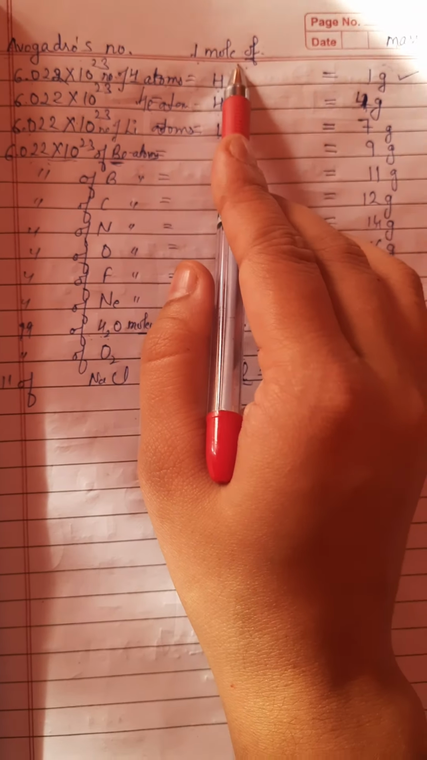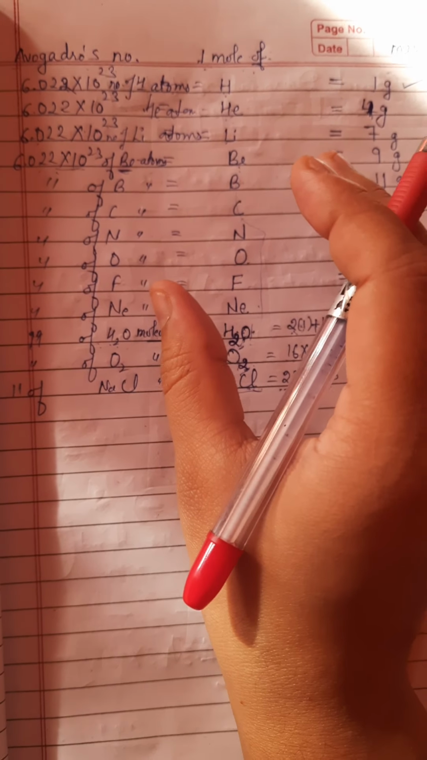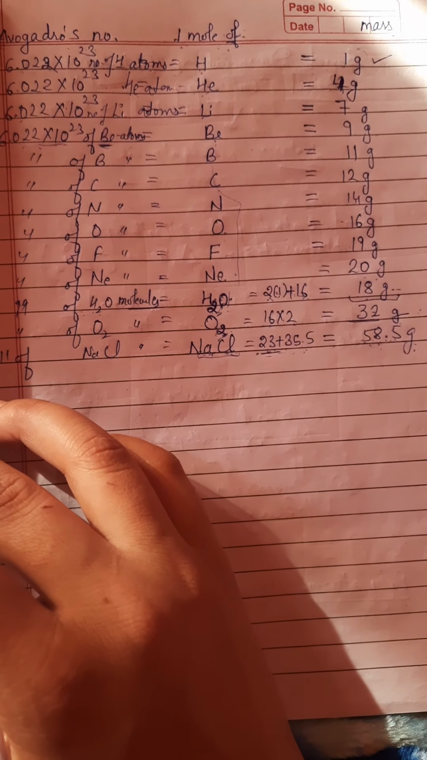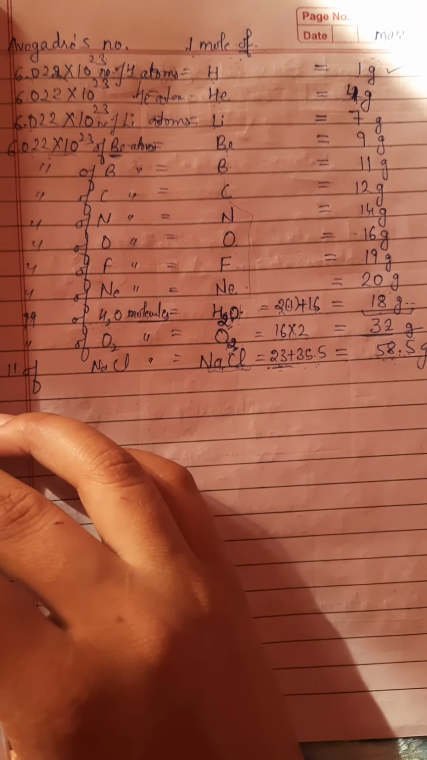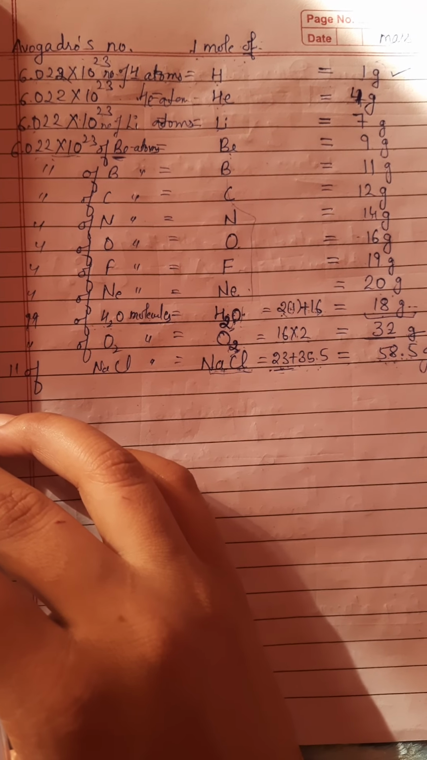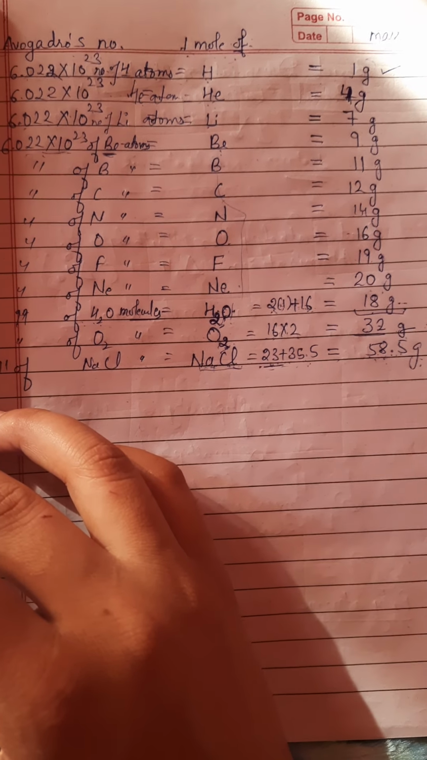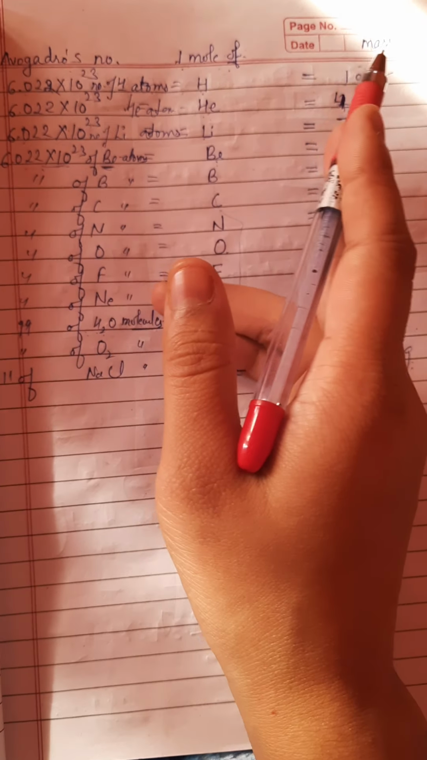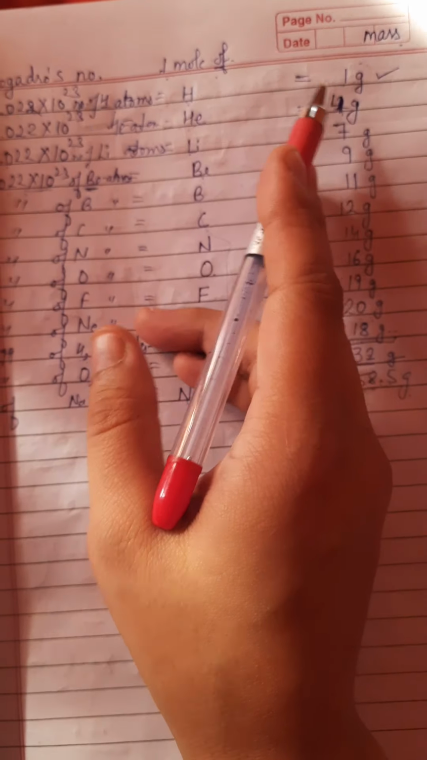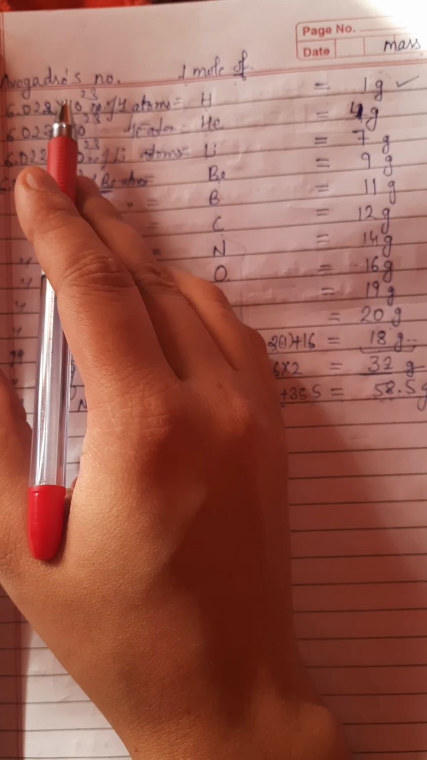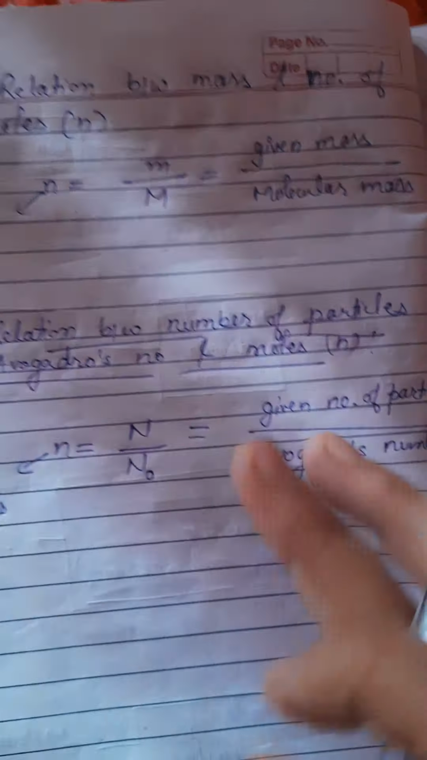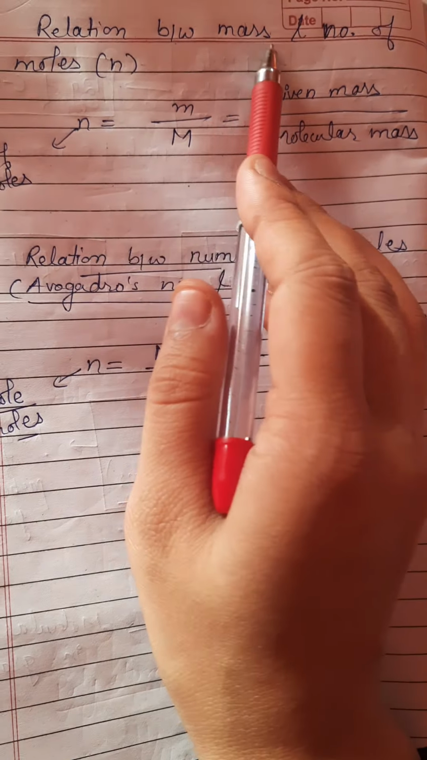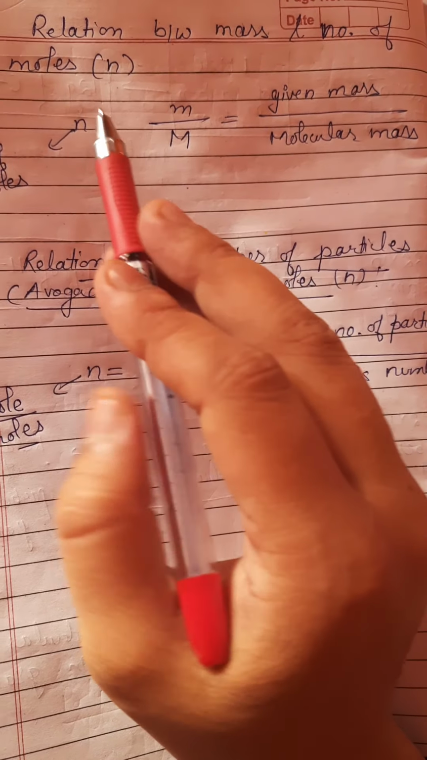Now how will we correlate the data of particles and mass with the number of moles? Whenever a question comes, either you have to calculate the number of particles or the mass, or sometimes the number of moles. Then how is mole related with mass and Avogadro number? First is the relation between mass and number of moles.